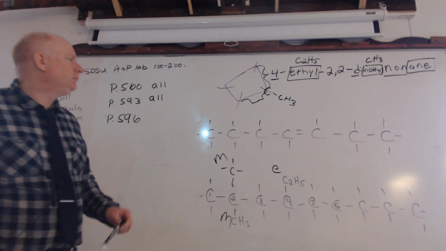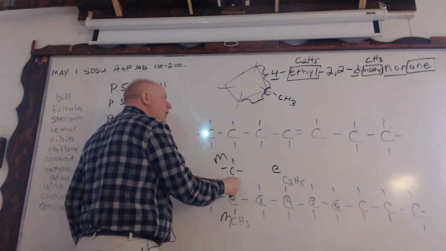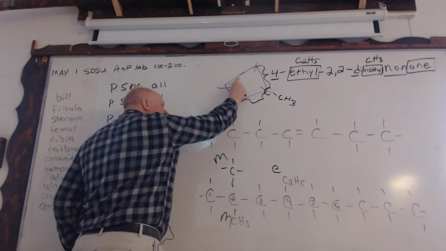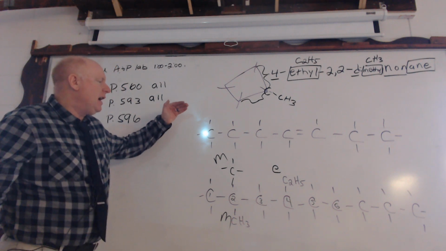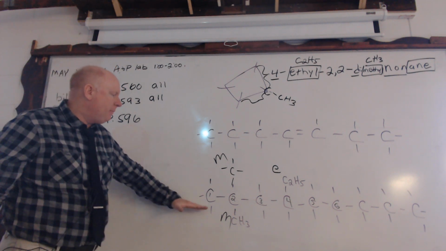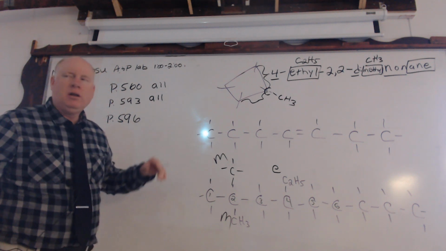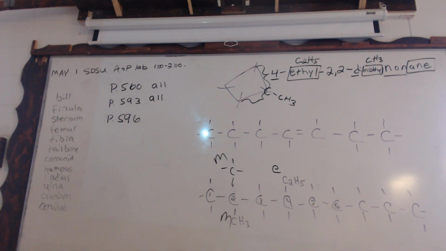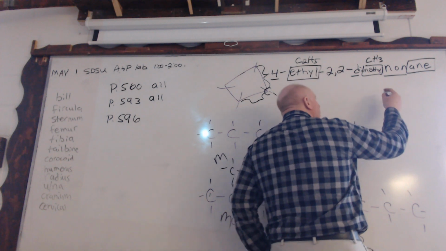All right. Which one would you want to do next? The middle? Okay. So the naming process is not going to change. You establish the longest continuous chain for that one. You do the same thing here. How many carbons are in that parent chain? Seven. Okay. So we will start. What is the prefix for seven?